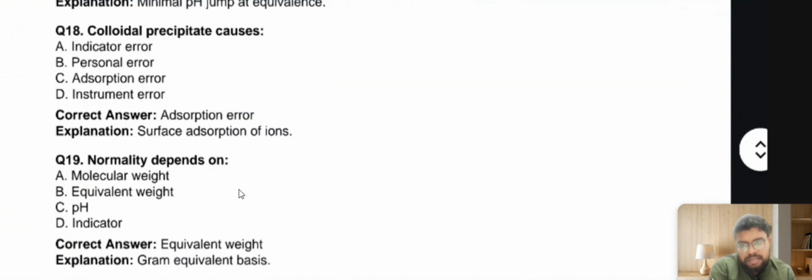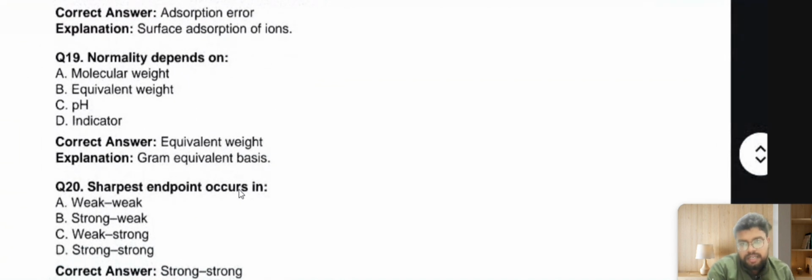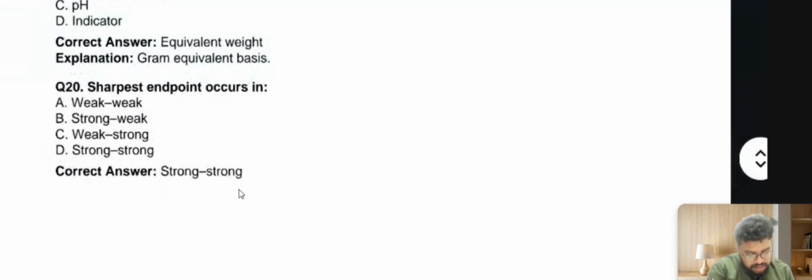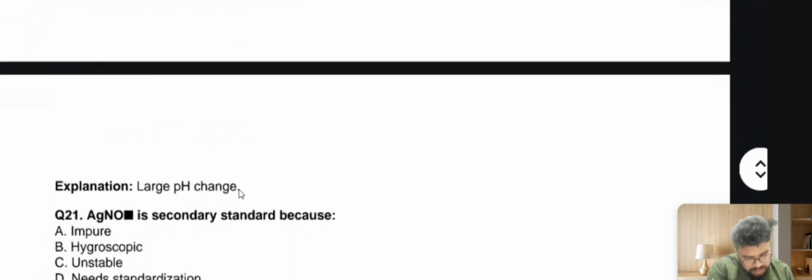So normality depends on equivalent weight. Question number 20. Sharp end point occurs in weak, strong, weak, strong, strong titration. The correct answer is strong. Why strong? Because it requires a large pH change. Okay, it gives a sharp end point. Let's see question number 21.